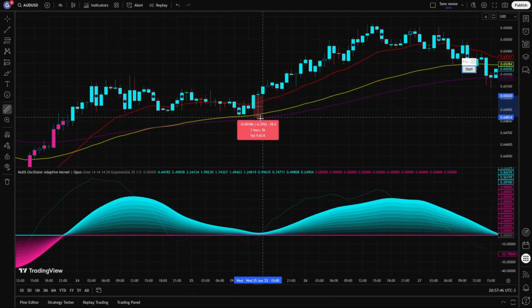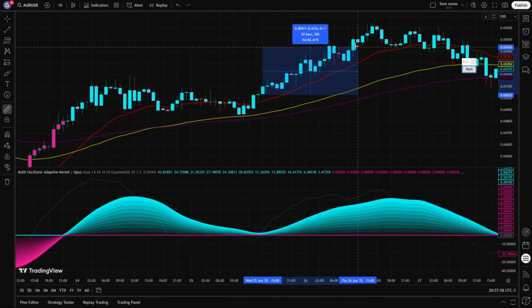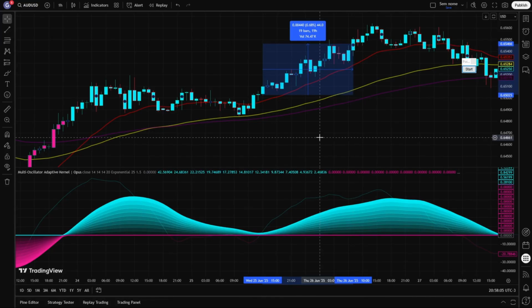Set the stop a little below the moving averages, in this case here at minus 0.34, and our take profit twice as high, aiming for 0.68. The chart reached this point here, giving us a nice win in favor of the trend.